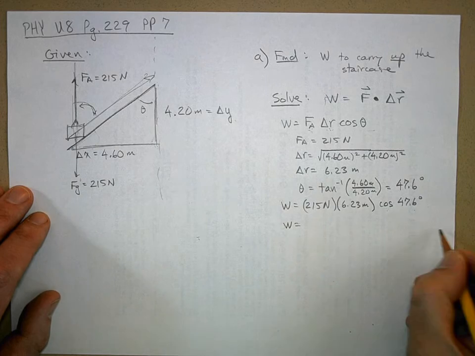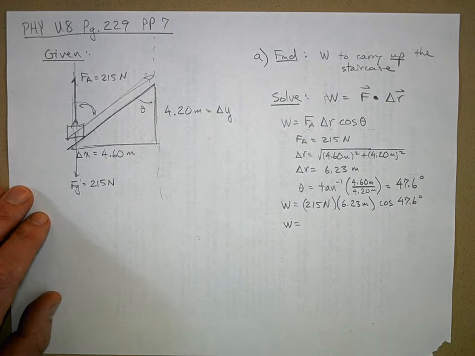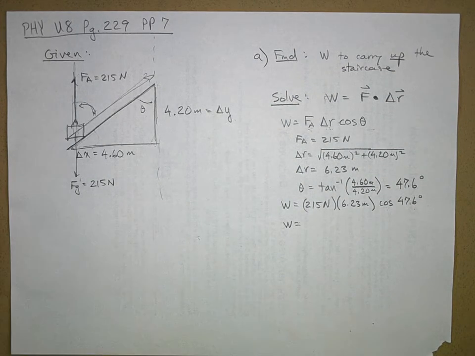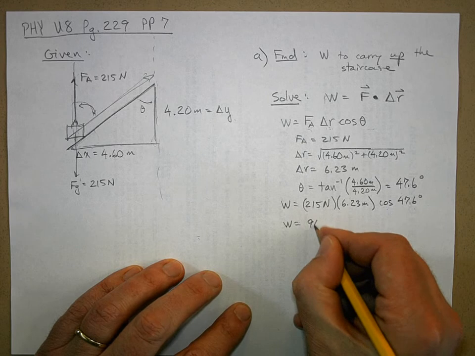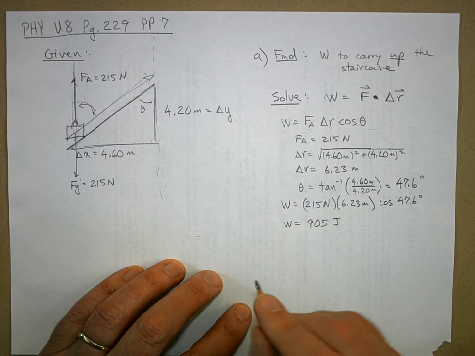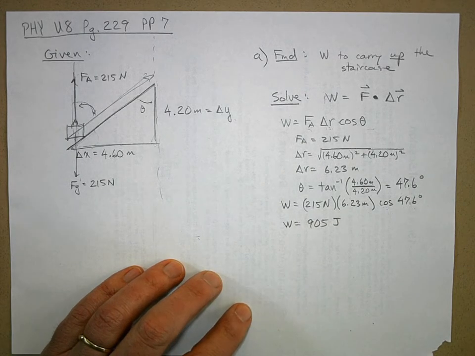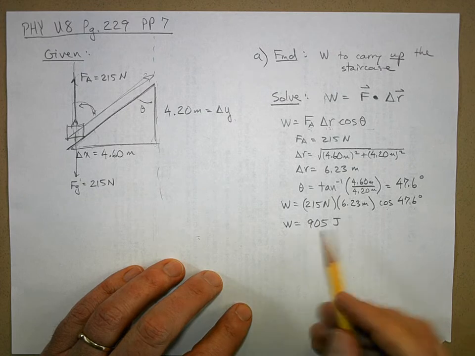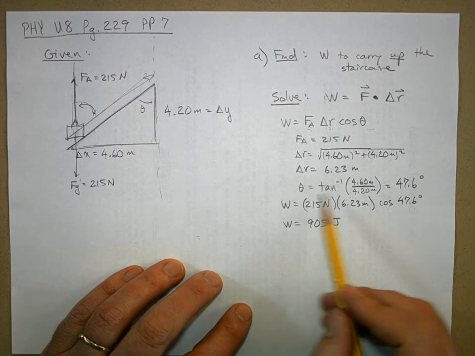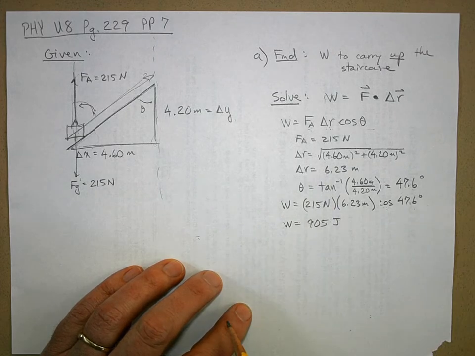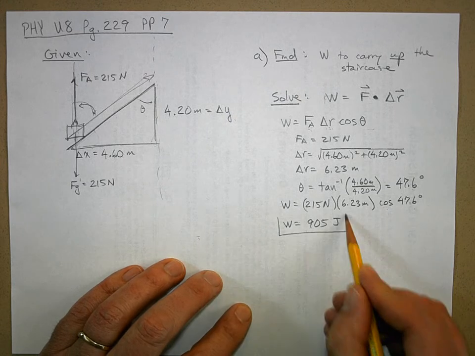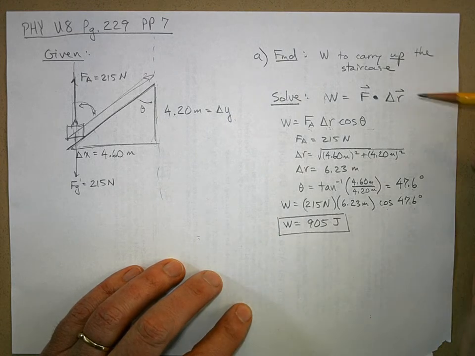Now, when I plugged this into my calculator, I got something very close to the answer that's in the book. I got 905 joules. Now, the answer is 903 joules, isn't it? The reason it's 905, I think, is just rounding off. So that's okay. I would accept this as a correct answer. And look, we've done everything right.